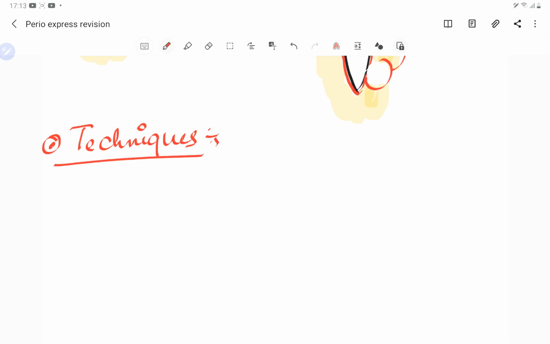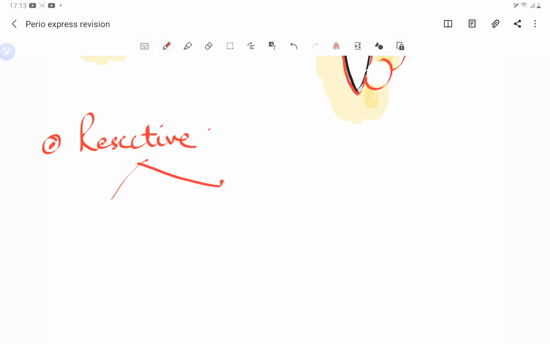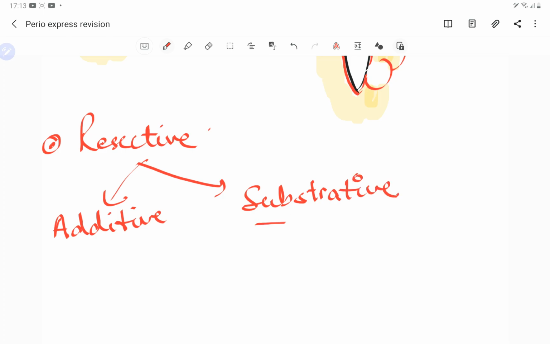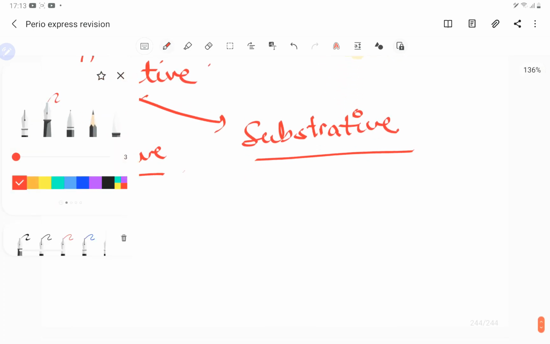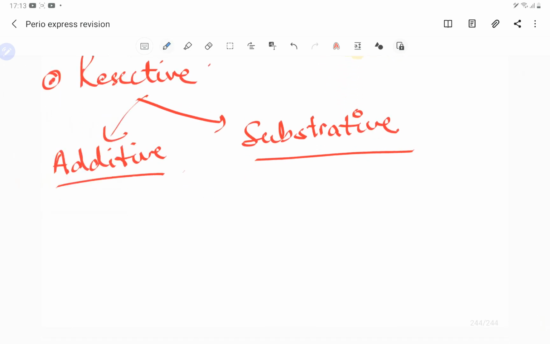But before starting with the technique, I want you to understand one more thing, guys. Resective osseous surgery can be additive or subtractive. Now I am going to give you an example. This I have also covered in one of the lecture series as well. Say suppose you have a jean span.